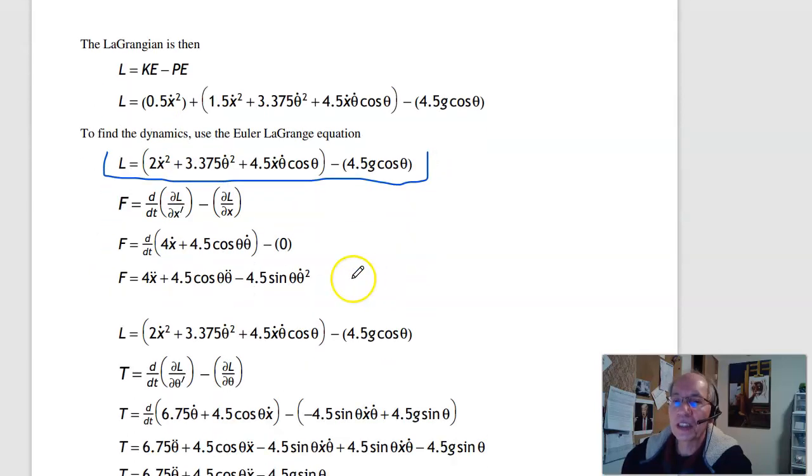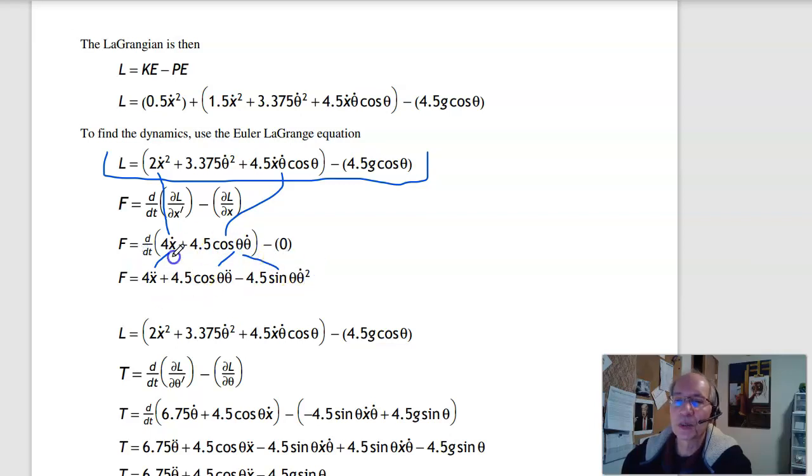With that, I can now find the force on the cart. That's the full derivative of the partial derivative of L with respect to x prime minus the partial derivative of L with respect to x. Partial with respect to x prime gives you this term, no x dots, there's an x dot. There's no x's, so 0. Now take the full derivative. Gives you 4 times the second derivative, chain rule. Derivative of the second term times the first, derivative of the first times the second. Derivative of cosine theta is minus sine theta, theta dot, times another theta dot.